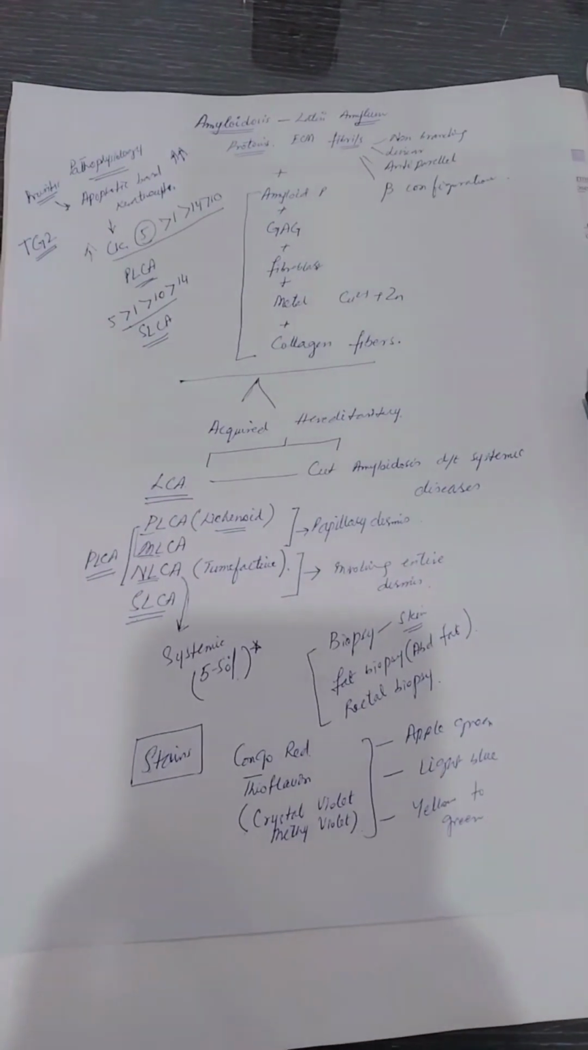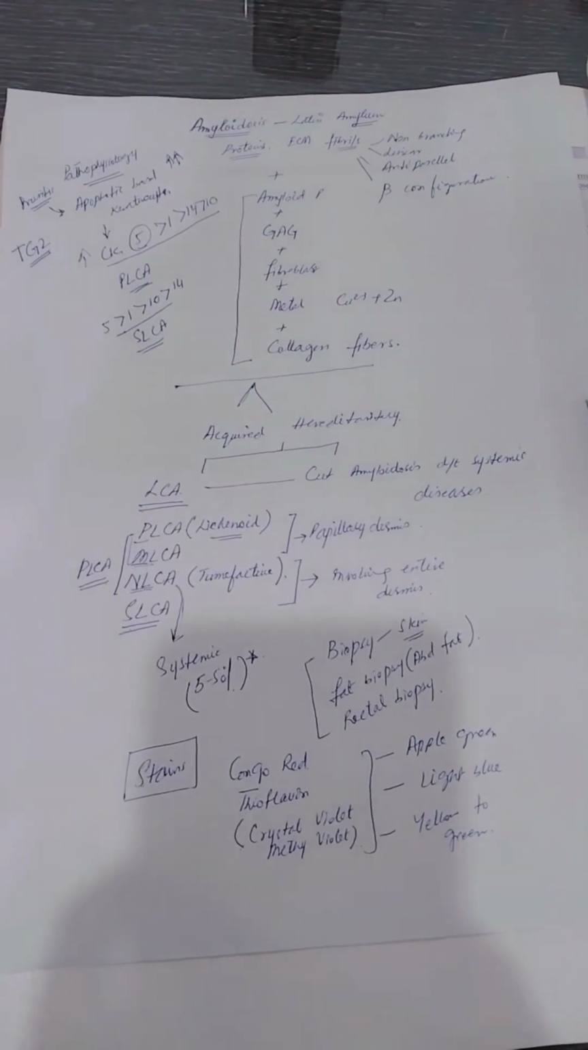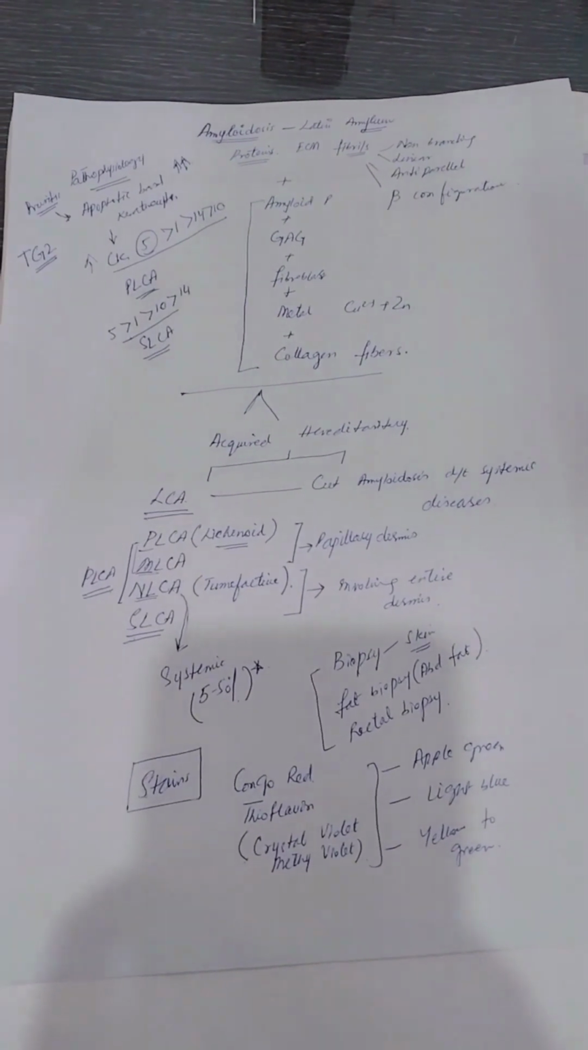So this is the summary of amyloidosis. Hopefully you find it beneficial. This was the localized cutaneous amyloidosis. In the next session, we will do systemic cutaneous amyloidosis.